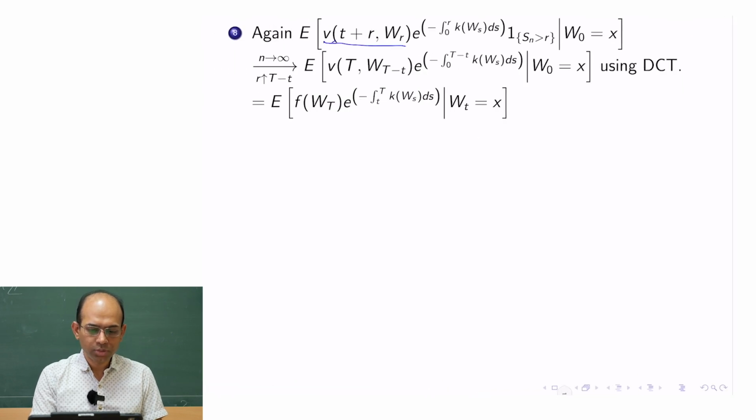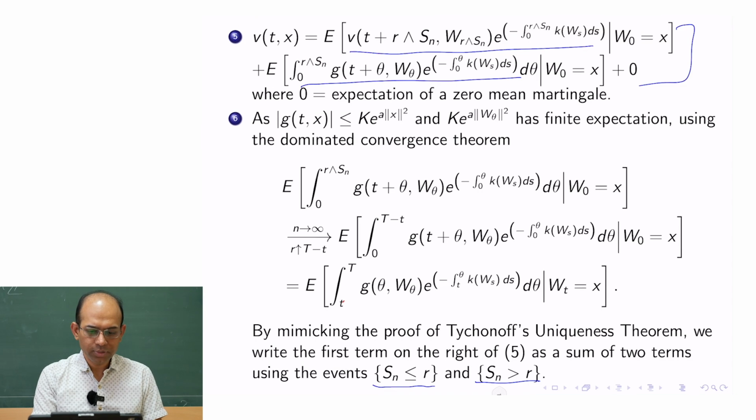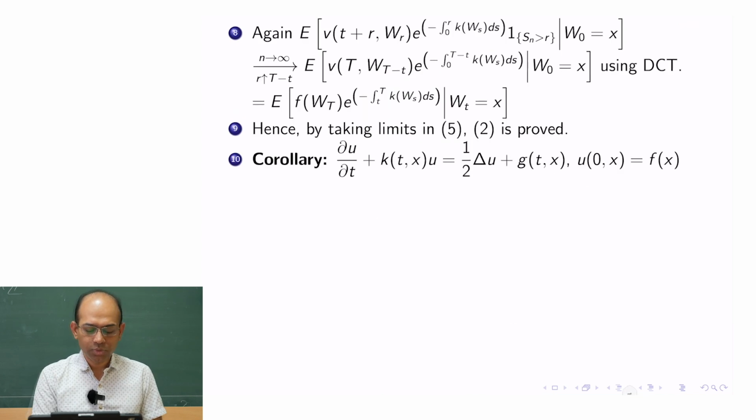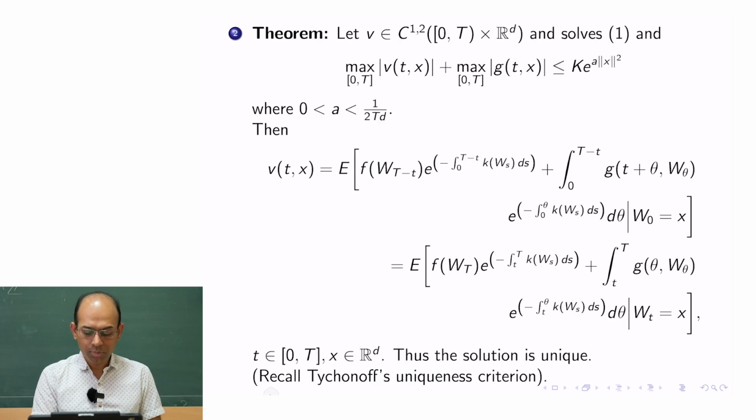So what is bullet 5? This one. This whole thing that I have written, the first term was written as a sum of two different terms. One term goes to 0, that we have proved, and another term is going to another limit. And then this g term remains there. So when we take that, then we get the formula here, that v of t comma x.